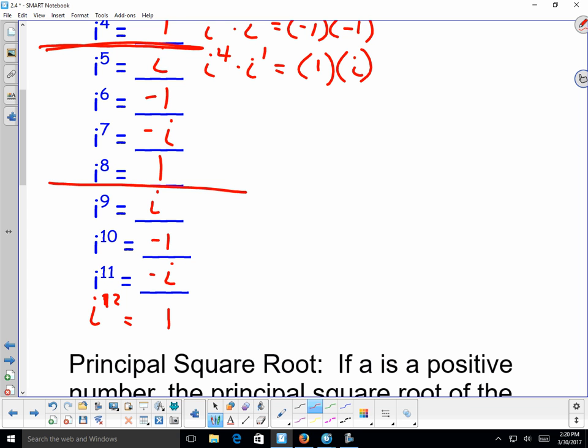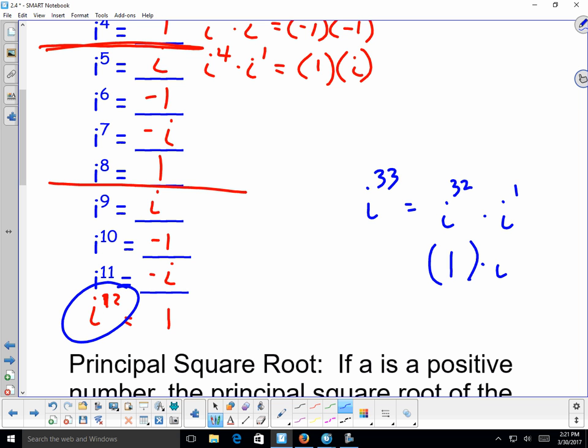Okay, so if I ask you, last question, then we're taking this quiz. If I ask you to find i to the 33rd, I don't want you to make the list all the way down to 33. I want you to be systematic about it and say, well, I know that every multiple of 4 as a power is equal to 1. So what's the closest multiple of 4 to 33? 32. So I could write this as i to the 32 times i to the first, and i to the 32 is 1, because it's a multiple of 4, so I get 1 times i is i. Are we okay with this?